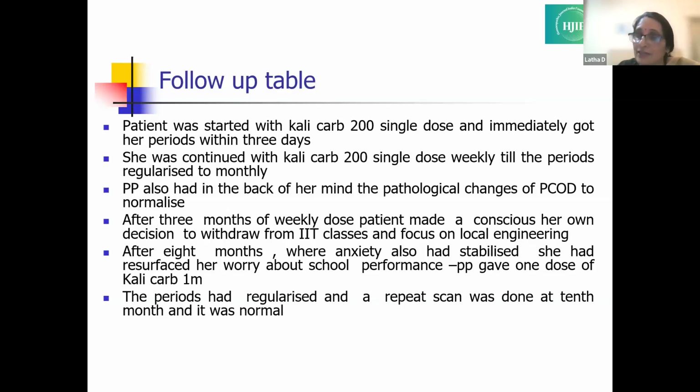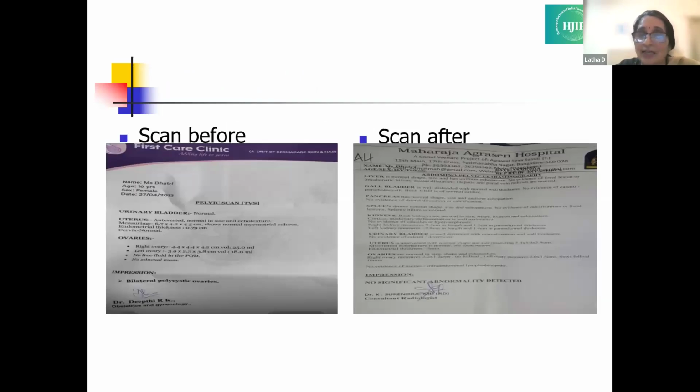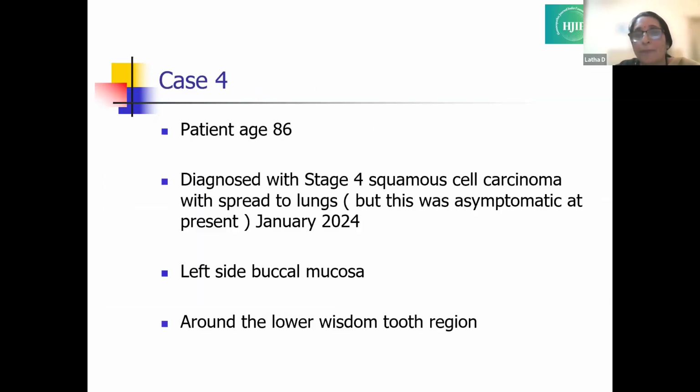After 8 months, when everything had stabilized, mind and the menses, she again developed a little bit of anxiety. Can I cope with my school performance? I've not done well so far. This is the time for us to increase the potency to 1M. I will explain why we do this change of potency. And the periods got normalized. And this was the scan report before treatment and after 9 months of treatment. You find that the PCOD has cleared.